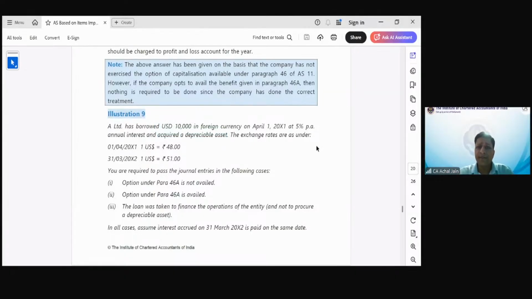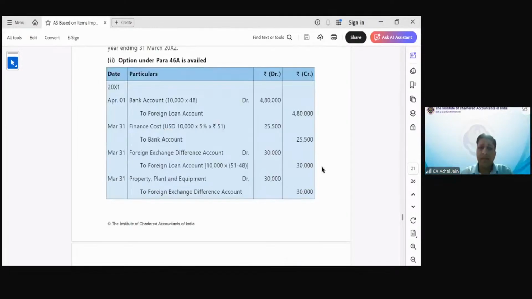Clear on this? Any questions on this second part? Are you clear on the accounting requirement for the second part? Quickly, over to you. Second part is clear to everyone? Tell me quickly.